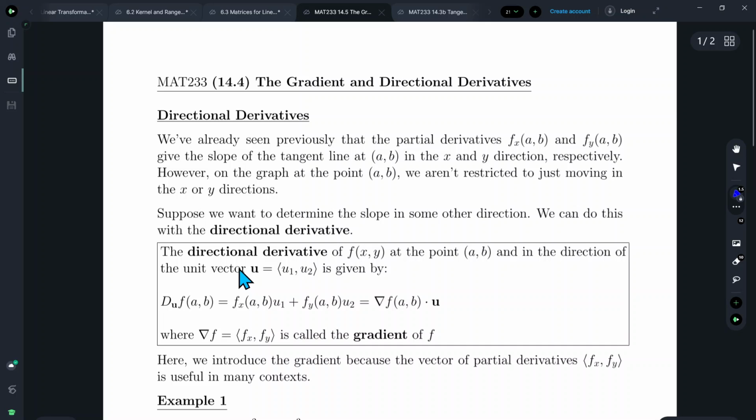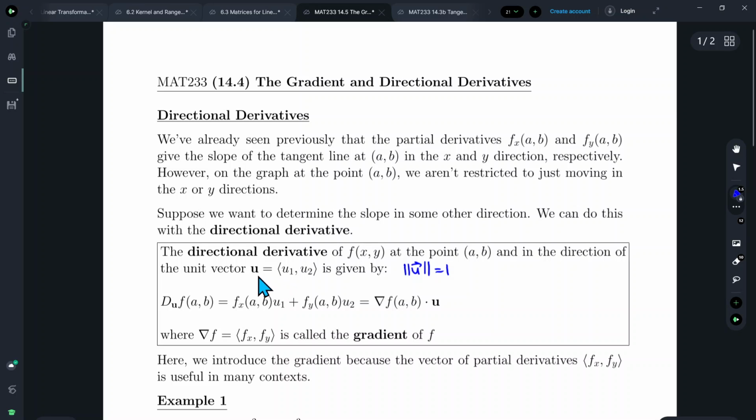The direction vector here should be a unit vector, meaning that u has length 1. So the unit vector means that the magnitude of u is equal to 1. This is important because sometimes in an example they might give you a direction vector where the magnitude is not equal to 1, and so you have to first normalize the vector before doing any calculations.